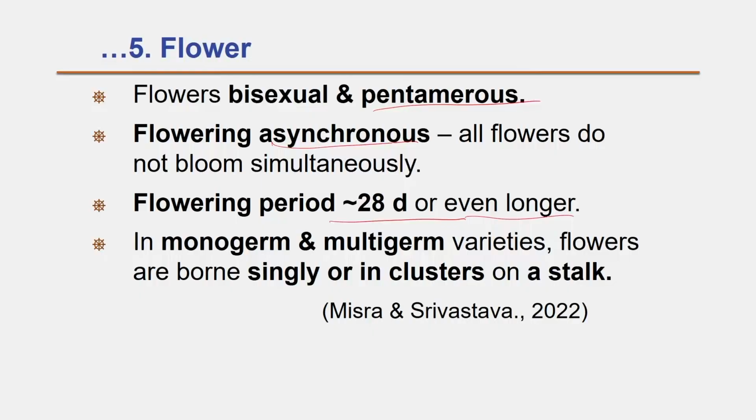So, in monogerm and multigerm varieties, flowers are borne singly or in clusters or on a stalk. So, it depends upon varieties and climatic conditions. So, it may be in clusters or it may be singly also. And monogerm are the varieties or the beets in which one seed will give one seedling. In multigerm, it can give 2 or more seedlings on germination.